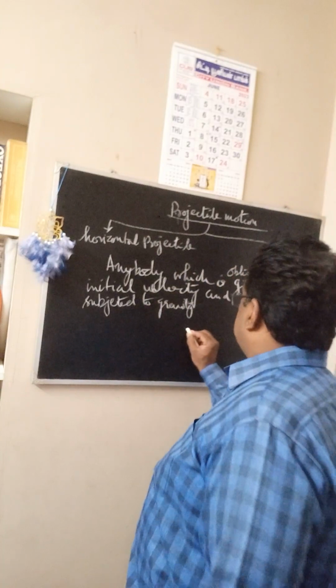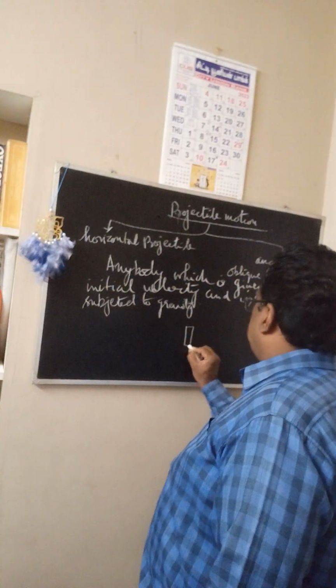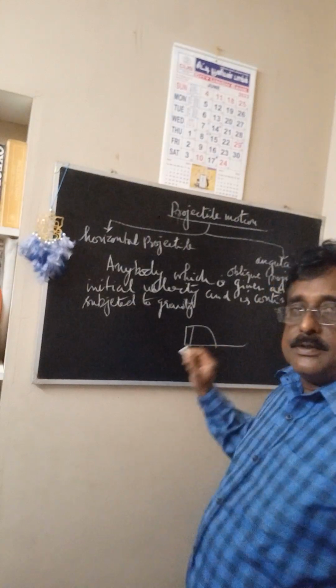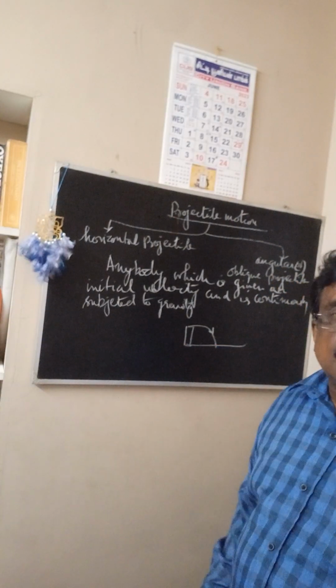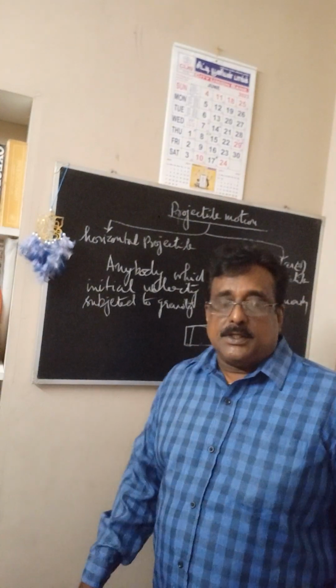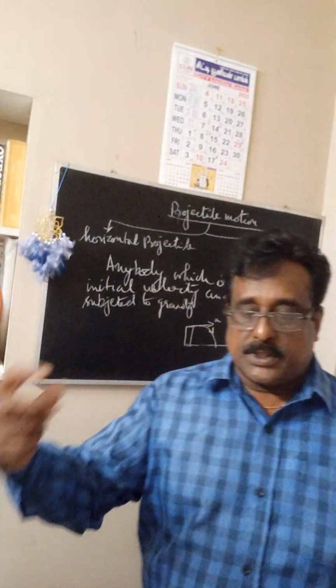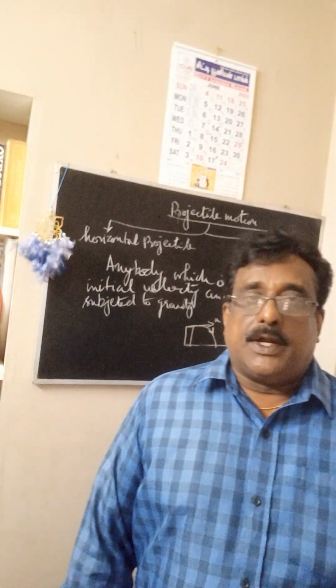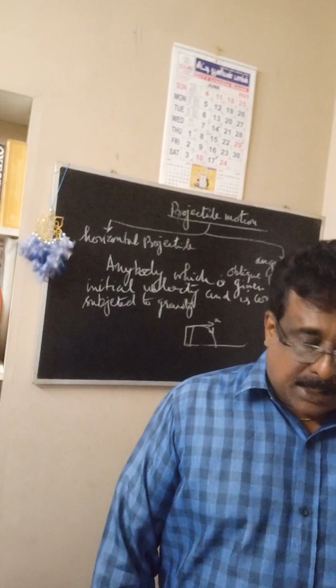So when you throw a stone from a tower with a horizontal velocity, it comes and falls like this. We call it a horizontal projectile. You are giving an initial velocity, after which it is continuously subjected to gravity. And we call it a horizontal projectile.